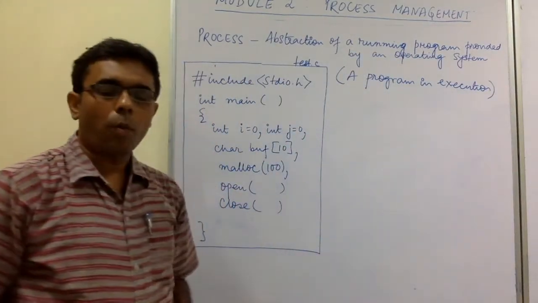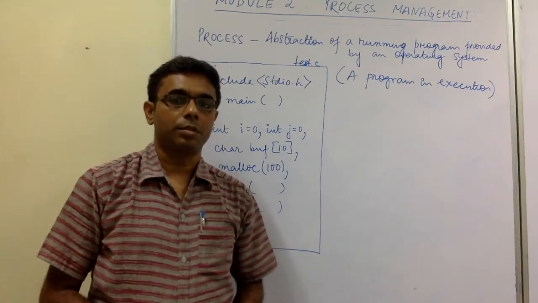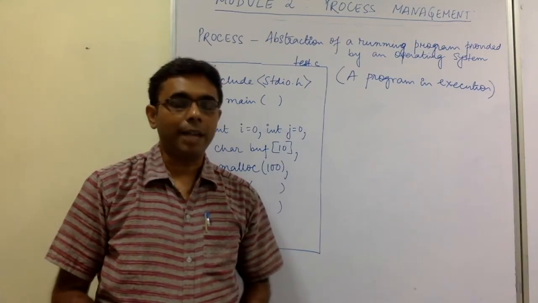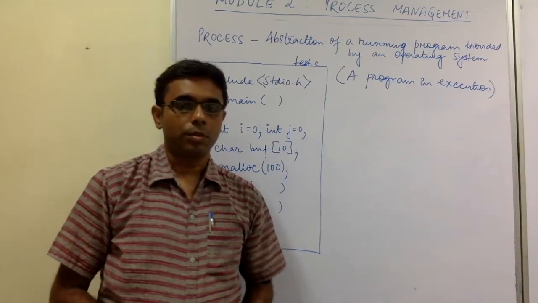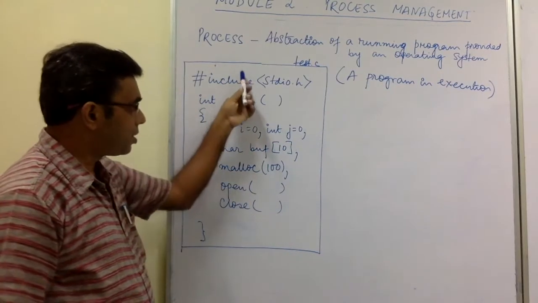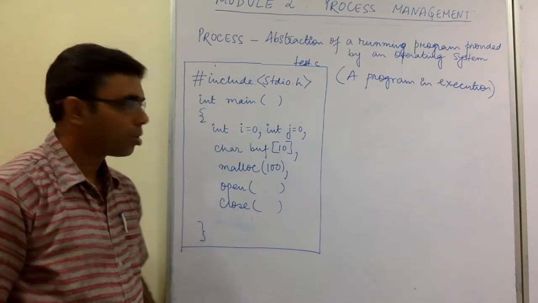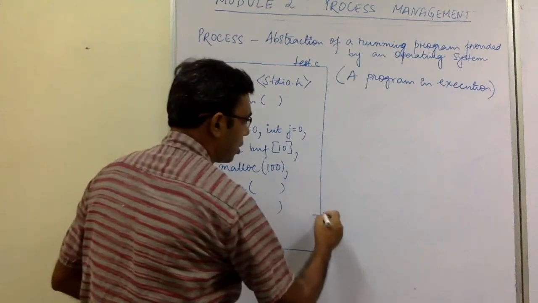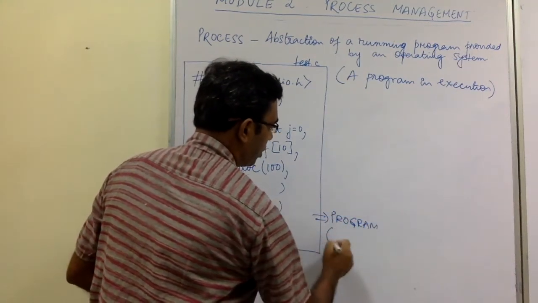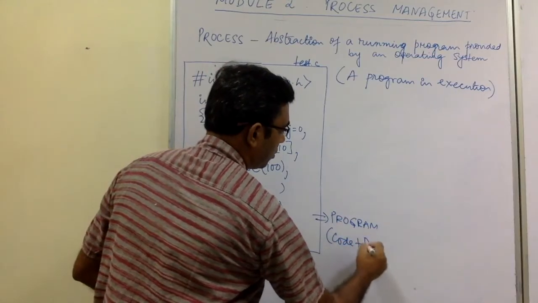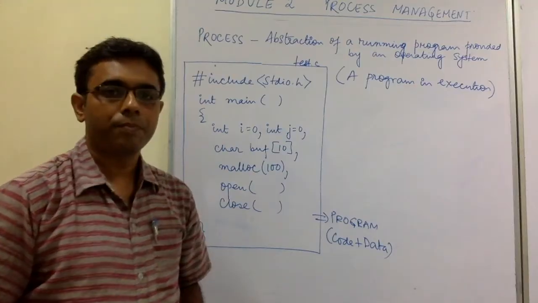Now, why does the operating system create this difference between a program and a process? Well, to understand that, we should know how a program executes. Let's say this is a program. What is it? A set of instructions. And what constitutes a program? Some code or instructions and some data.